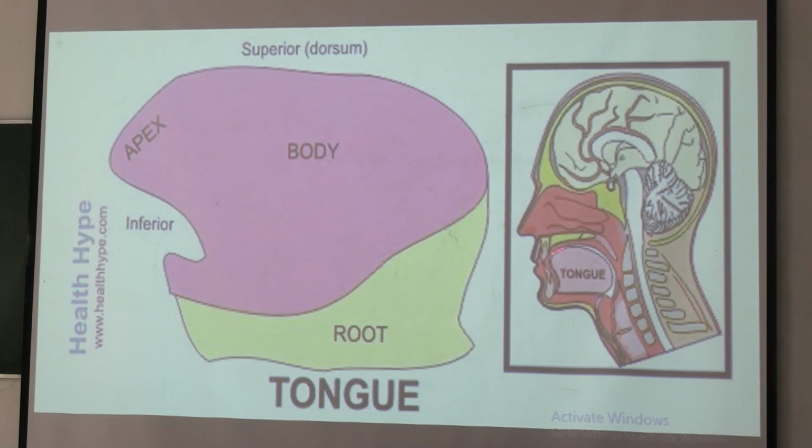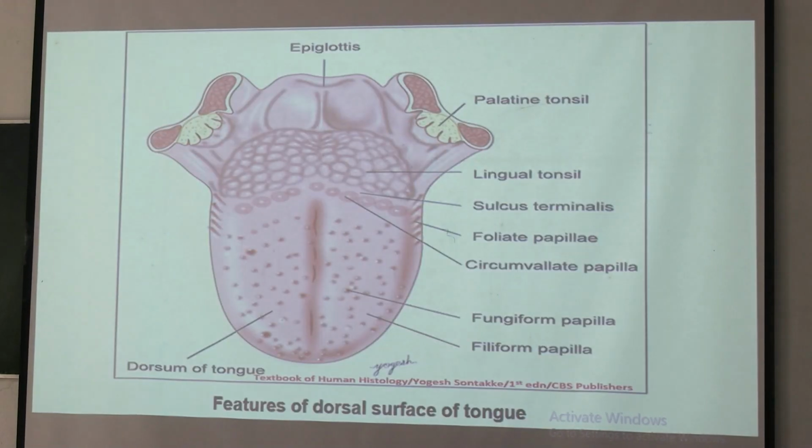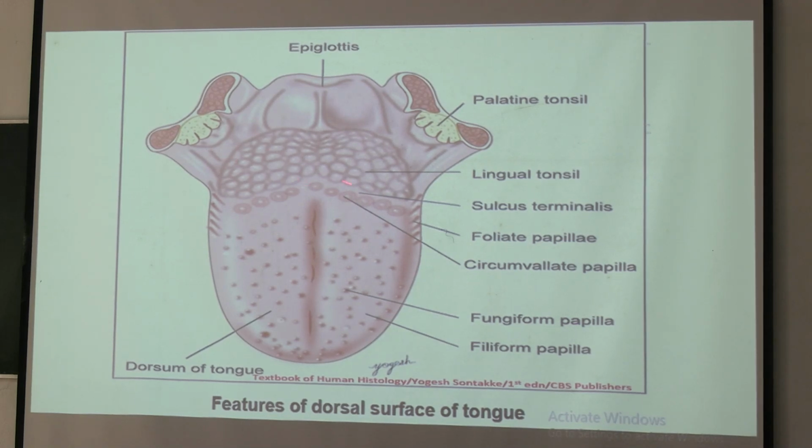Here this represents the tongue. So see, there are multiple papillae on the dorsal surface of the tongue, and there is a furrow in between the two halves. At the junction between the anterior 2/3 and posterior 1/3 there is a V-shaped sulcus. See, this V-shaped sulcus is known as the sulcus terminalis. Okay, and where the two limbs of the V are joining, here lies the foramen cecum.